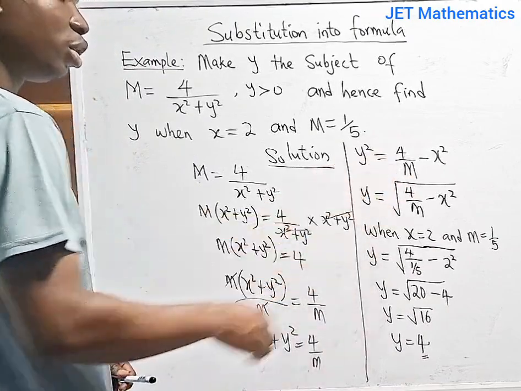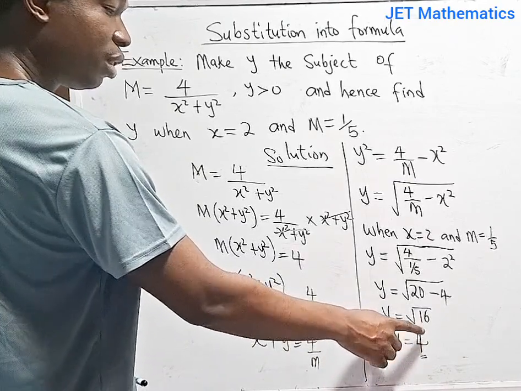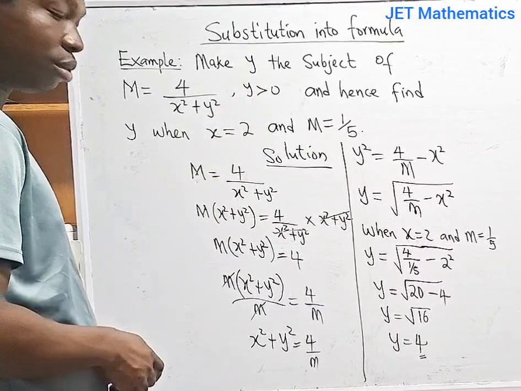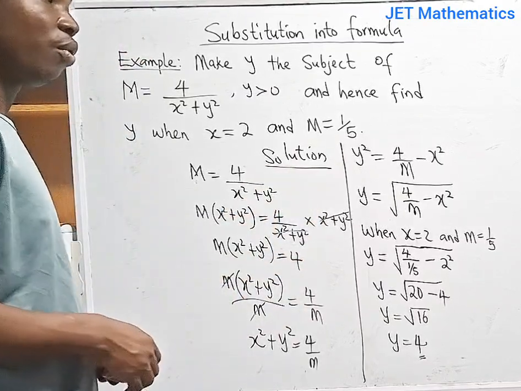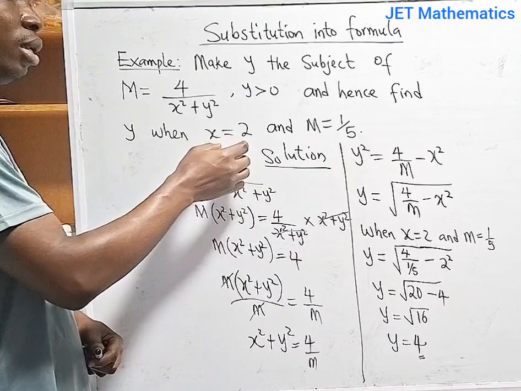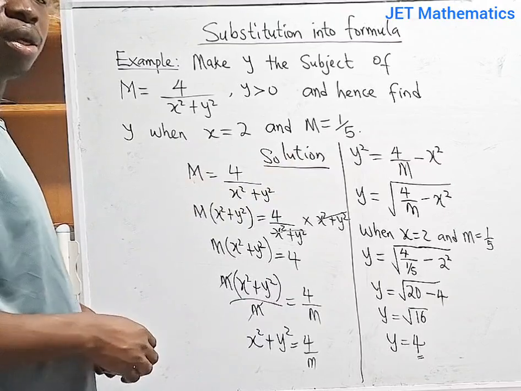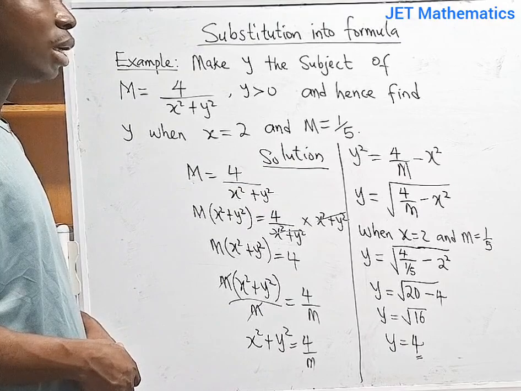So that is how you substitute into formula. Mind you, we are taking just the positive square root of 16 because y is said to be greater than 0. Alright, so this is how you substitute into formula. You take the numbers representing the letters and plug them into the formula. So that will be all for today's class.